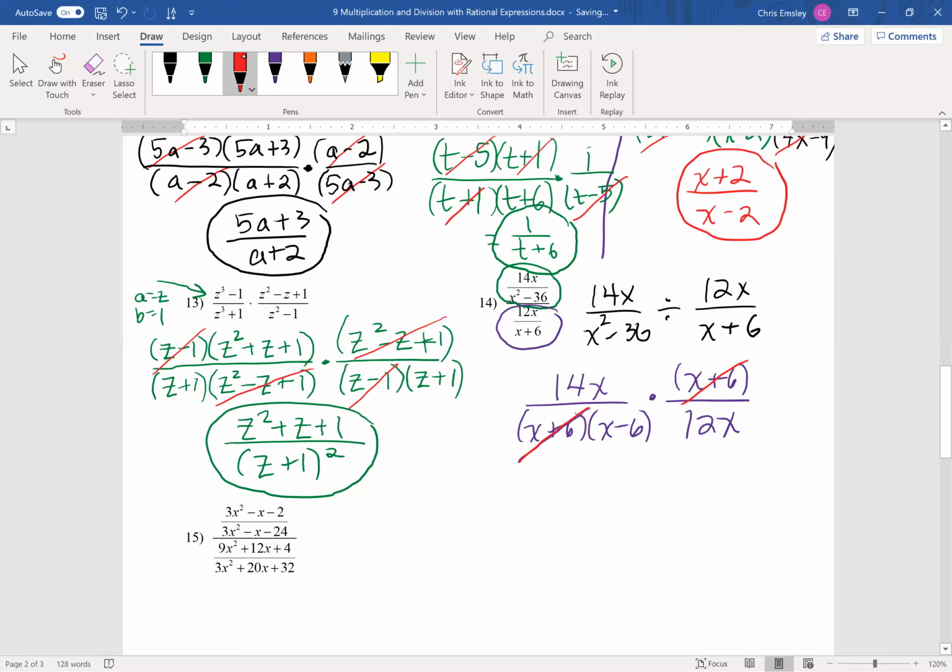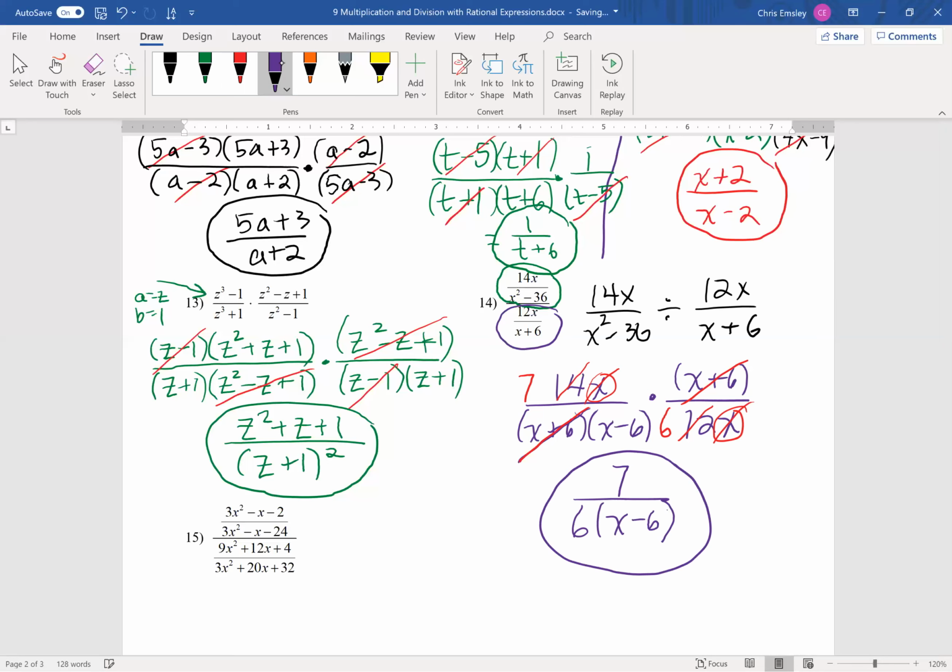What else cancels? Well, we have 14 times x and 12 times x, so those x's cancel each other. And then notice anything else? 14 and 12 both share a common factor of 2. So 14 divided by 2 is 7. 12 divided by 2 is 6. So what's left behind then is 7 over 6 times x minus 6. There is our simplified answer.